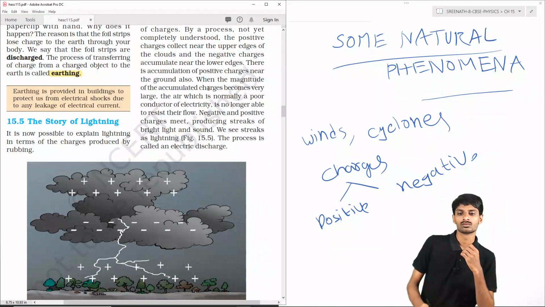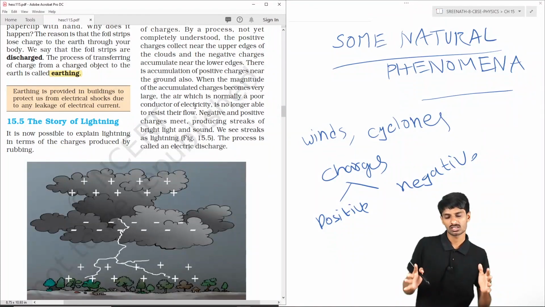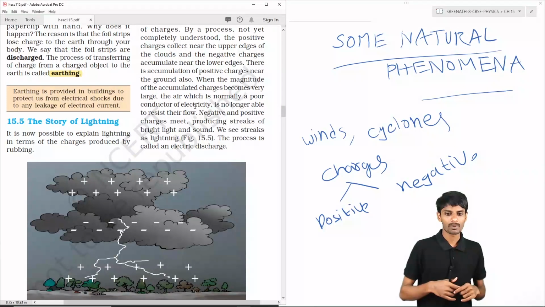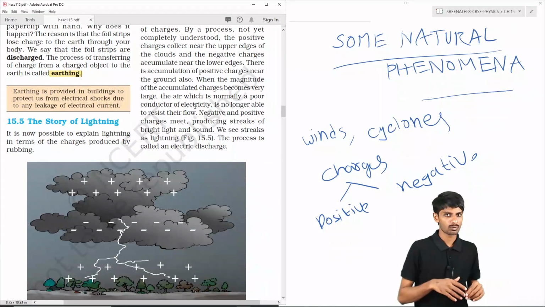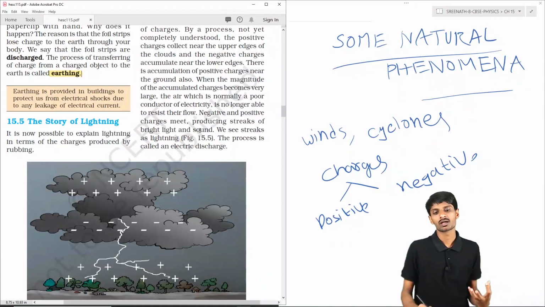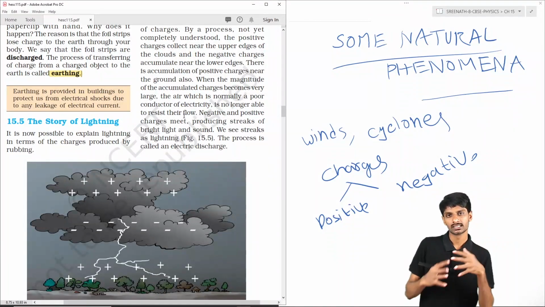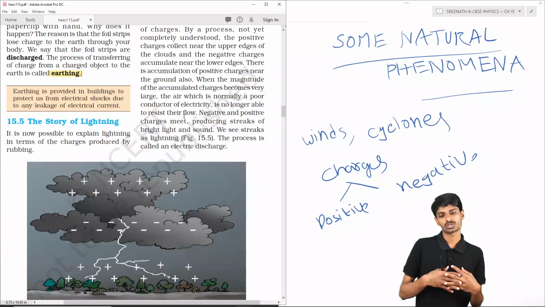So what happens? There is accumulation of positive charges near the ground also. When the magnitude of the accumulated charges becomes very large, what happens, students? Basically the air is normally a poor conductor, but in this case the magnitude of the charging is high, so it becomes a good conductor. And we know that negative and positive charges attract, so they will meet. Negative charge will attract positive charge.